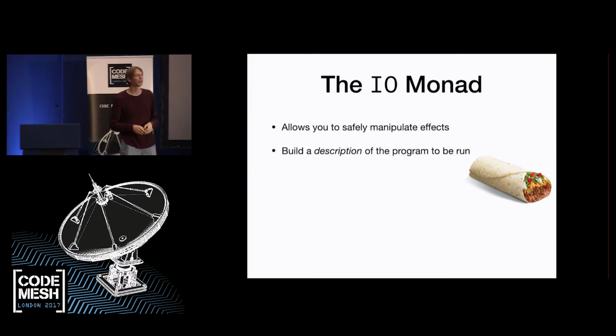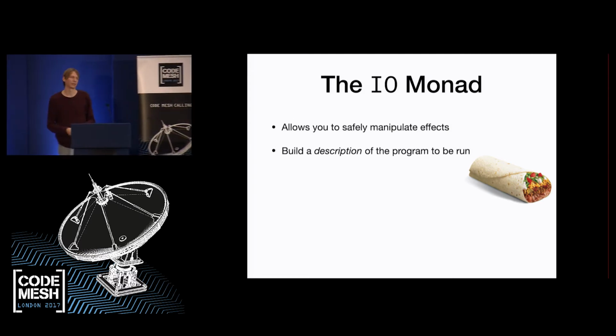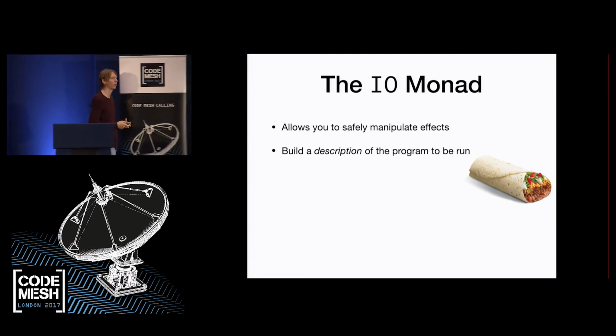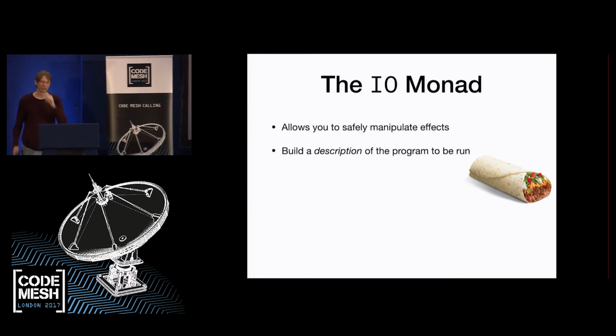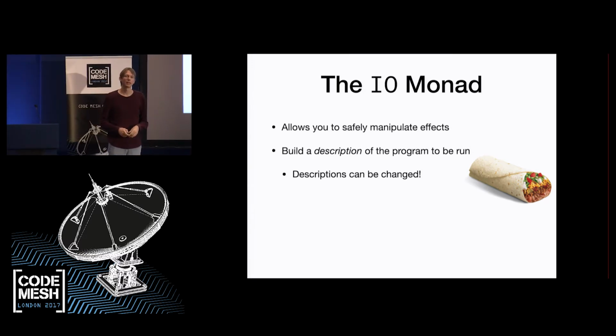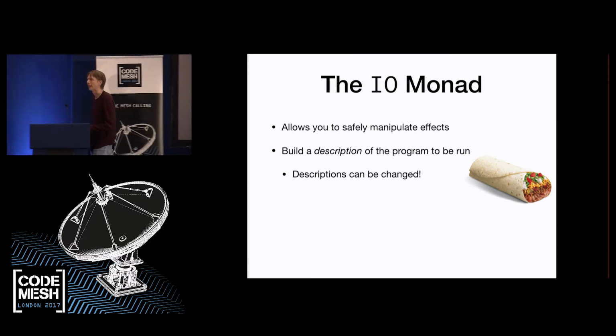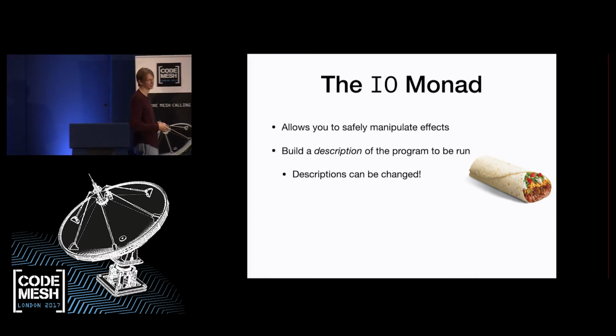And it does this by allowing you to build a description of the program that will be run, okay? You build a description, you don't build the running program, and later on it will be evaluated for you. Critically, descriptions can be changed, right? So we're reifying the effects in our program into some sort of data structure, and then we can manipulate that data structure before it gets evaluated.